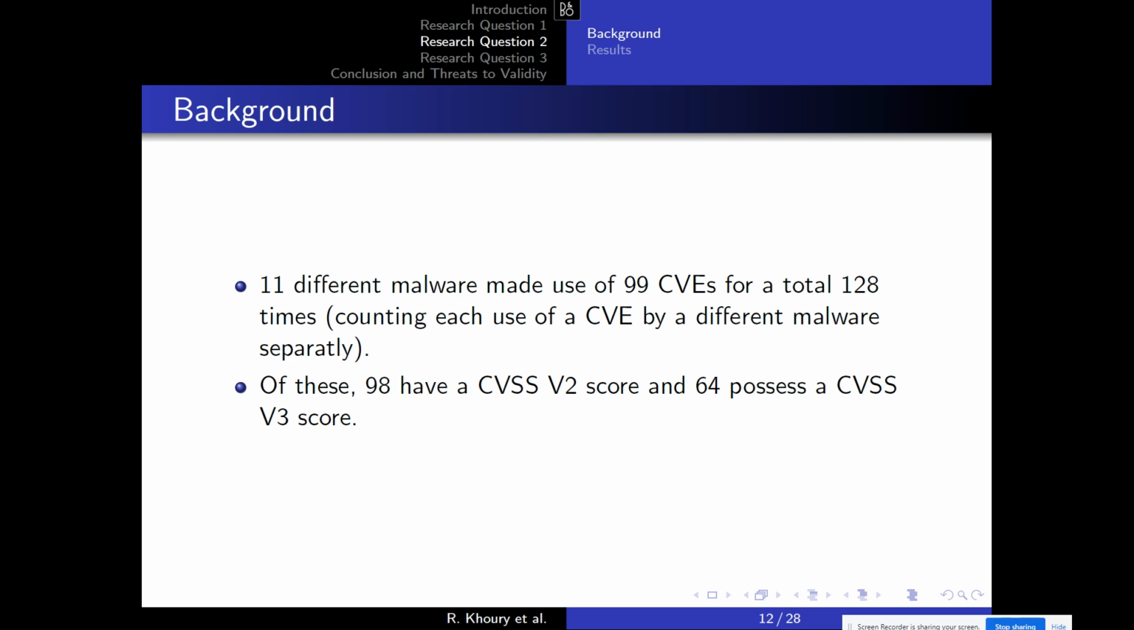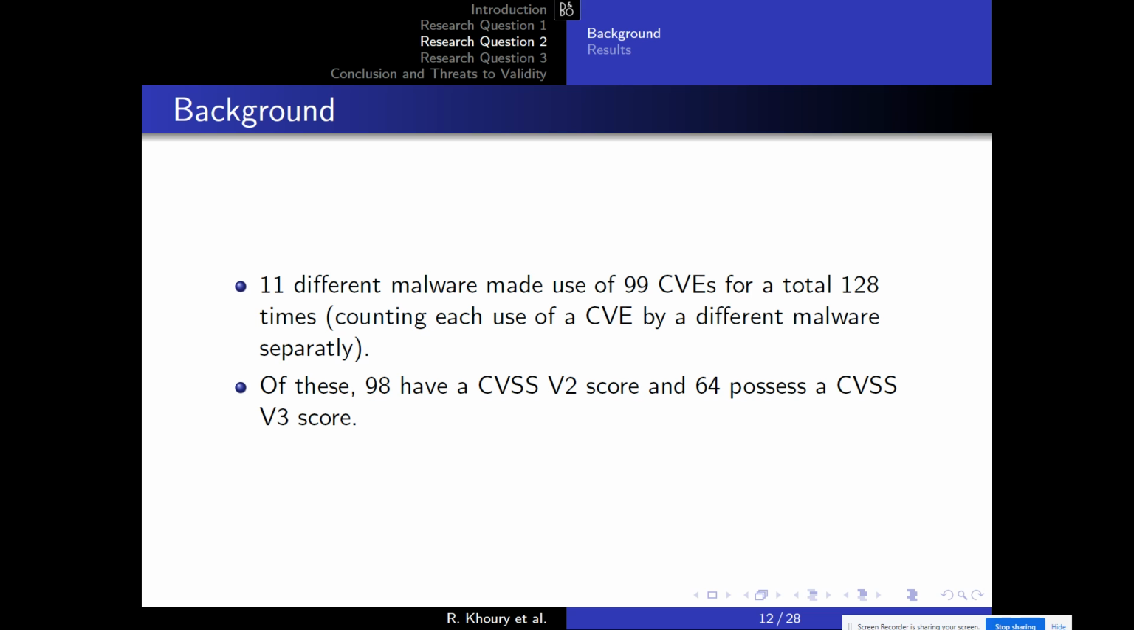Some background first. Out of the 27 malware that we looked into, 11 made use of vulnerabilities as an attack vector. In total, these 11 used 99 CVEs, a total of 128 times. That's counting each use of a CVE by a different malware separately. So naturally, you can see that some vulnerabilities, some CVEs, are used by more than one malware.